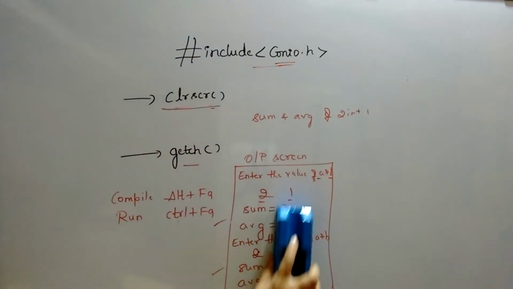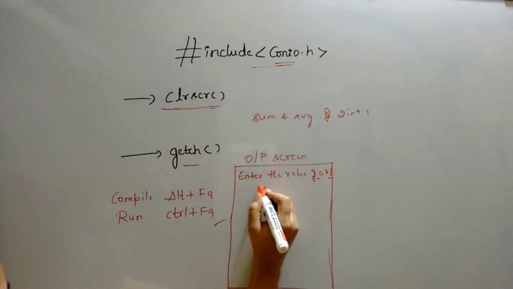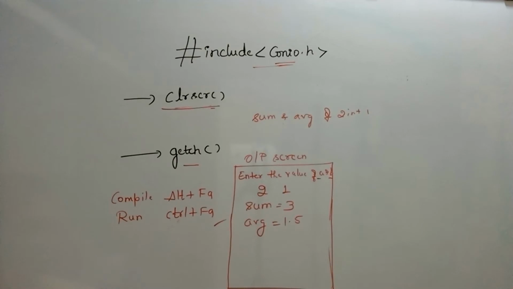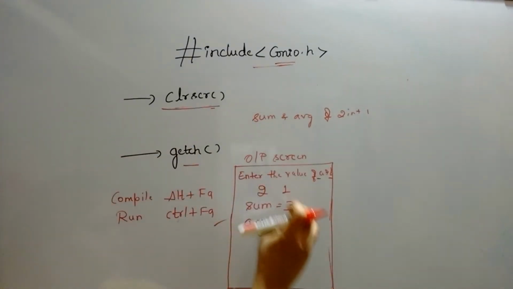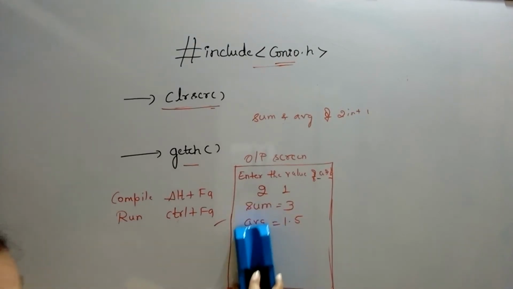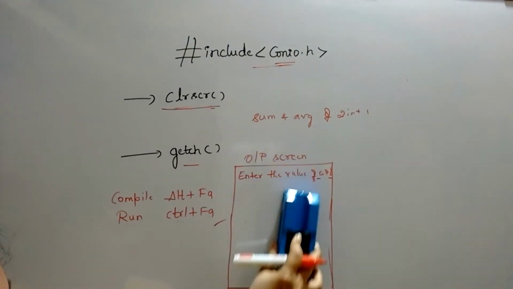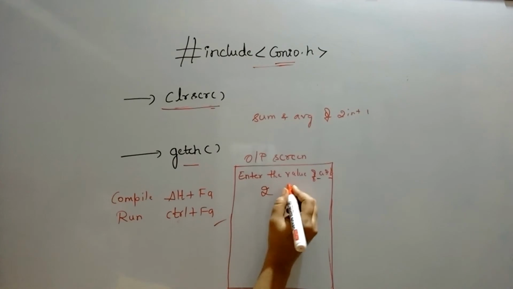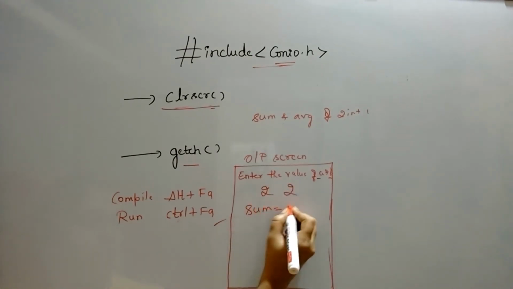See, if you use this clear screen function, for the first time, what values you have given? 2 and 1, sum is equal to 3 and average is equal to 1.5. If you use the clear screen function after executing for the first output, and you want to run the program for the second time, when you run the program, this previous output will be erased and cleared from your output screen. So again you can give the values, and it will calculate.